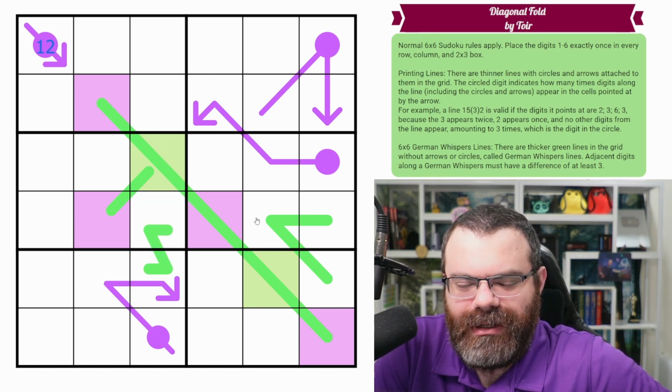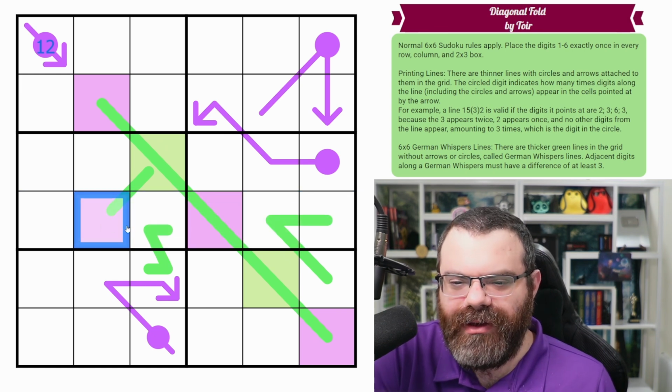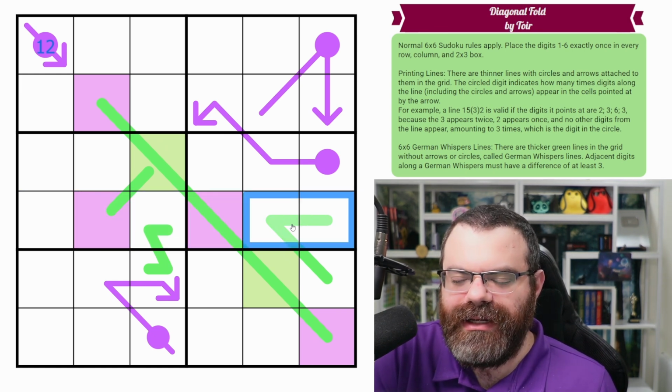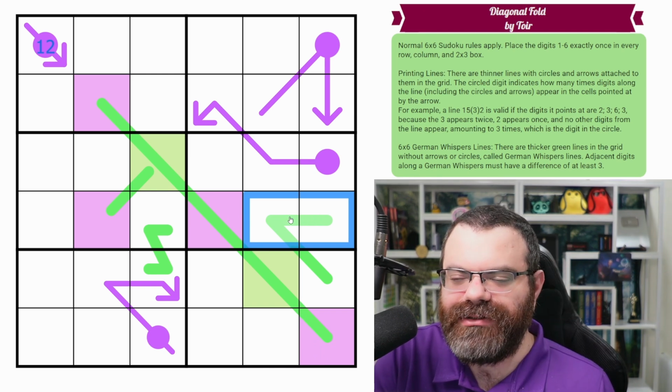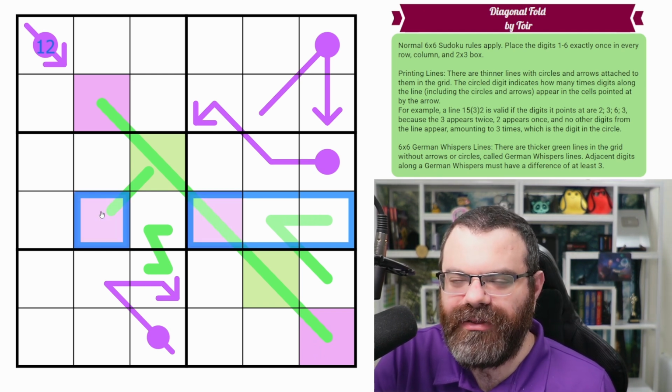Okay, here's something we can do in this row. We have 2 purples in this row. Now, one of these two must be purple. One of them is green and one of them is purple because it's a German whisper line. That's going to use up all three of our purples.